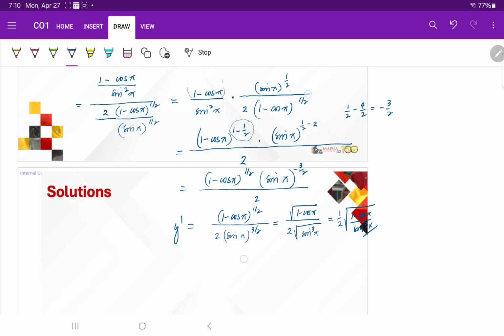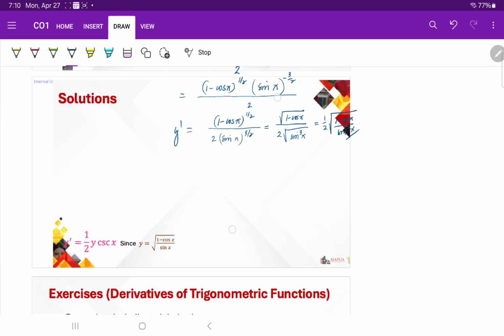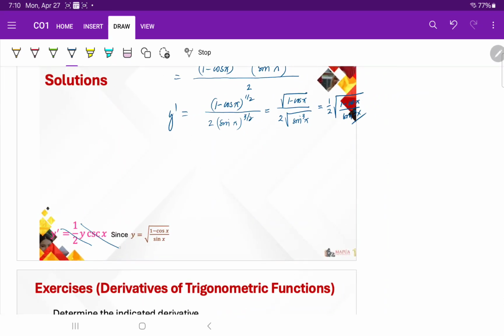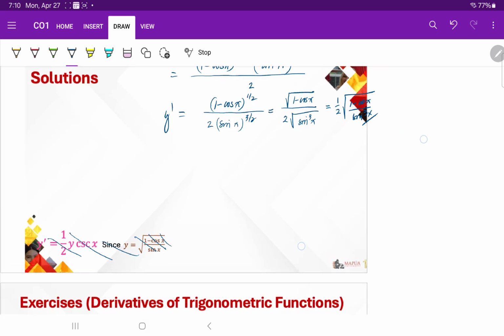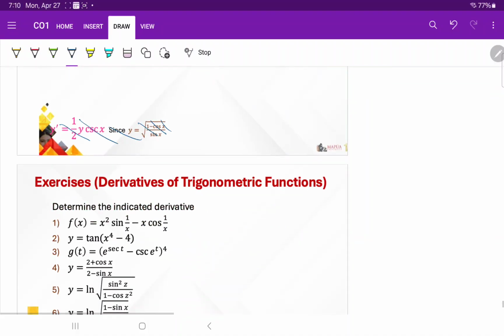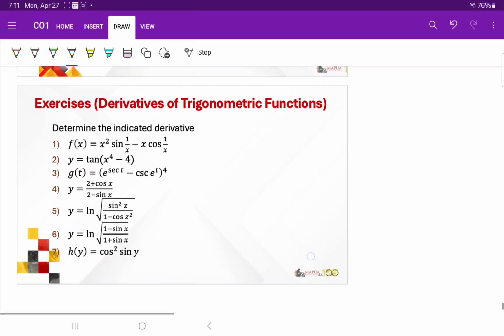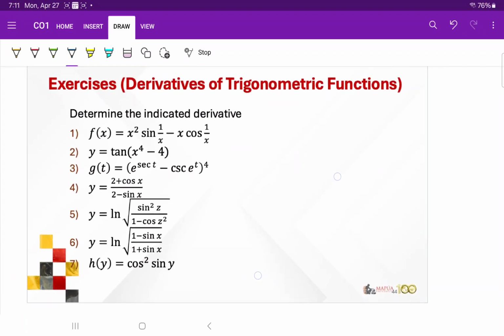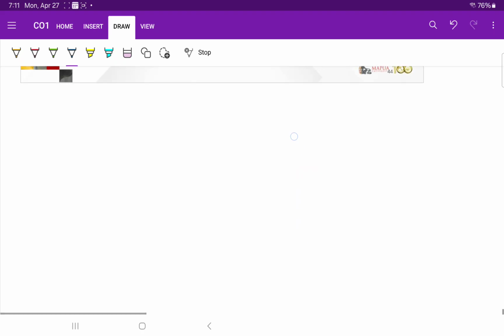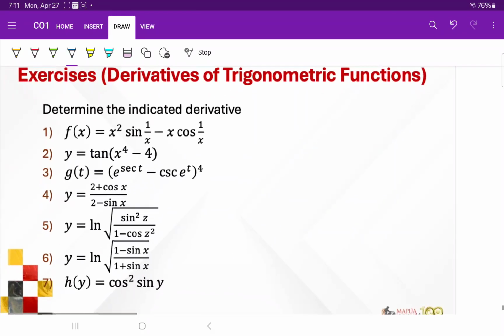Okay? The next problem, we may not use this anymore because the solution will make it long. Because we use here the value of 1/2 of y cosecant x. So no, we don't use that anymore. We'll discuss that when we go to implicit differentiation. Now, the next is this one. Alright, let's just try one or two examples here.